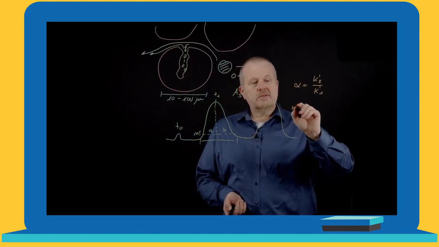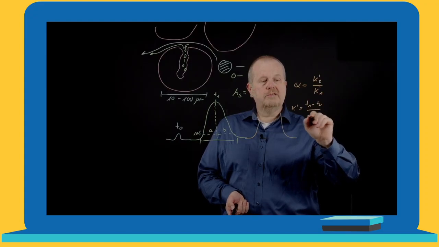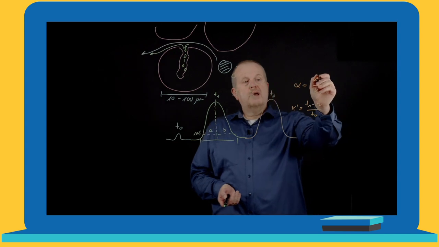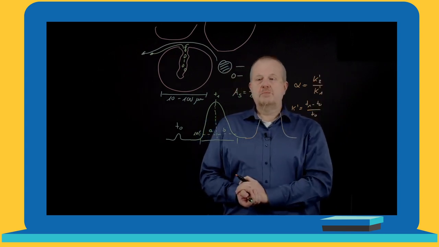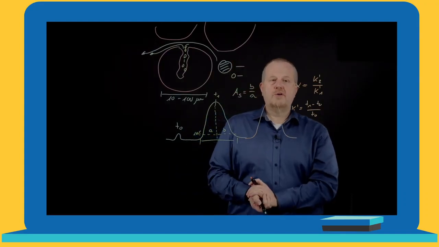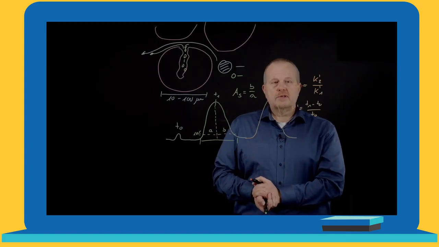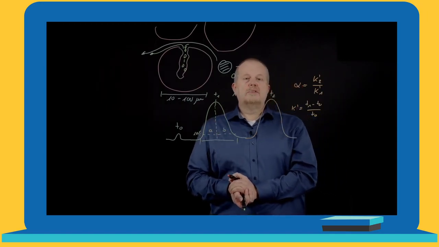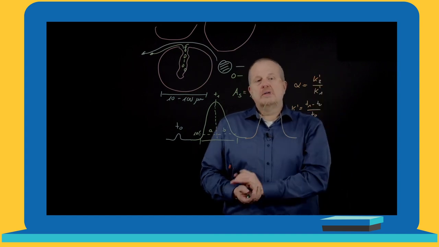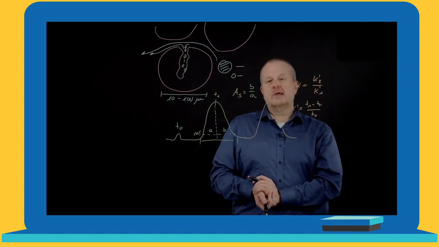Reminder, K' is calculated as T1 minus T0 divided by T0. So if K'2 and K'1 are the same, we have a complete overlapping of our peaks, we have an alpha value of 1, and we have no separation. To have a separation, we need an alpha value which is greater than 1, and that means that K'2 has to be higher than K'1.